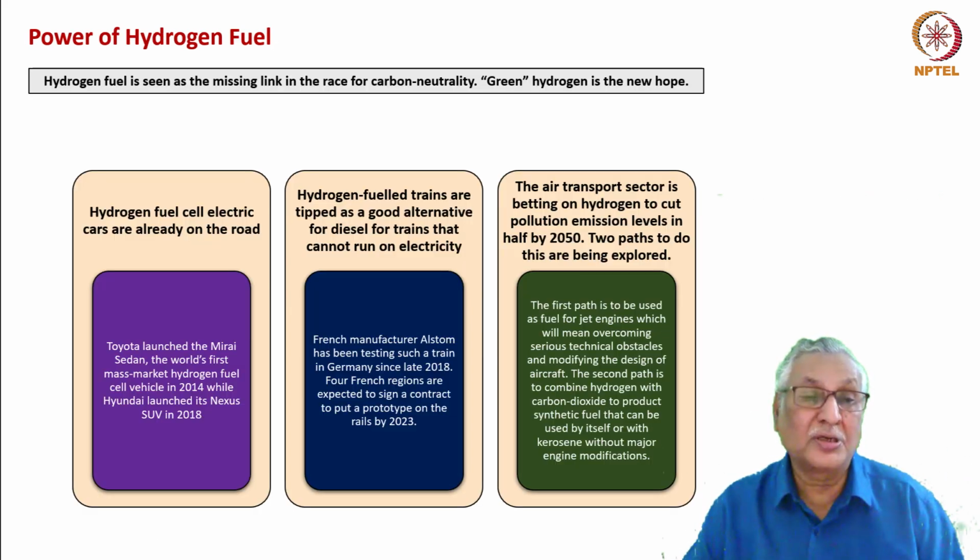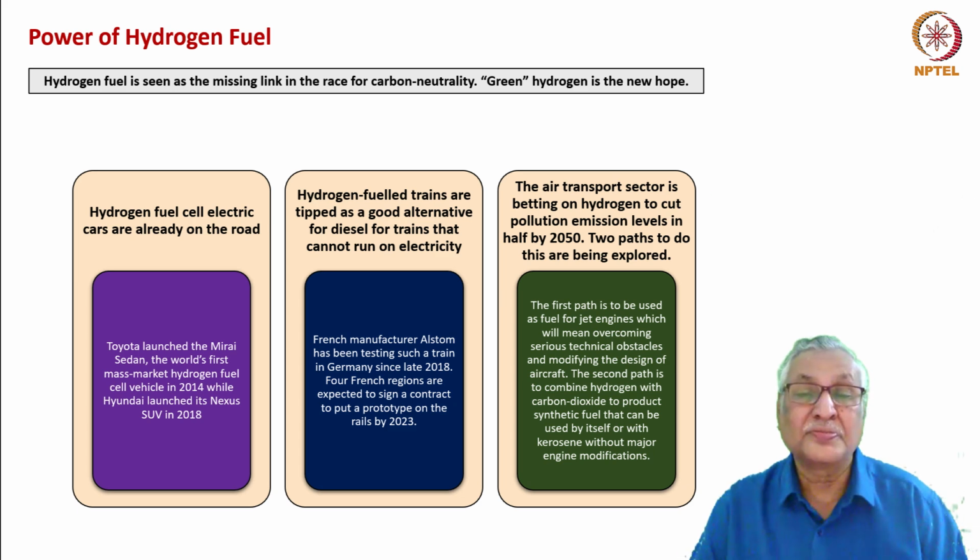We cannot think about clean energy without discussing the power of hydrogen fuel. Hydrogen fuel was long seen as the missing link in the race for carbon neutrality. However, today green hydrogen is the new hope. Hydrogen fuel cell electric cars are already on the road. Toyota launched the Mirai sedan, the world's first mass market hydrogen fuel cell vehicle, in 2014, while Hyundai launched its Nexo SUV in 2018. But this technology is getting perfected and the prices are being brought down.